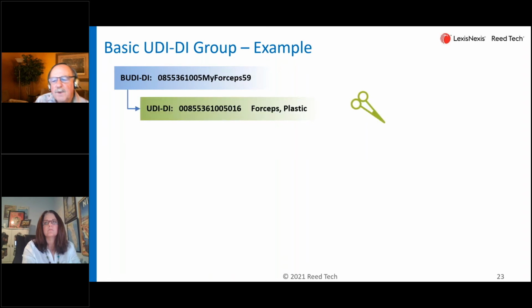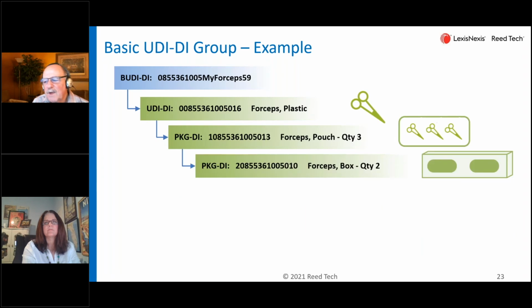But inside that group, let's say the company manufactures plastic forceps. It has a device identifier, and it also has a couple of packaging levels. So maybe I put 3 forceps in a pouch, put 2 pouches in a box, so I have this hierarchy, all connected to the single basic UDI.